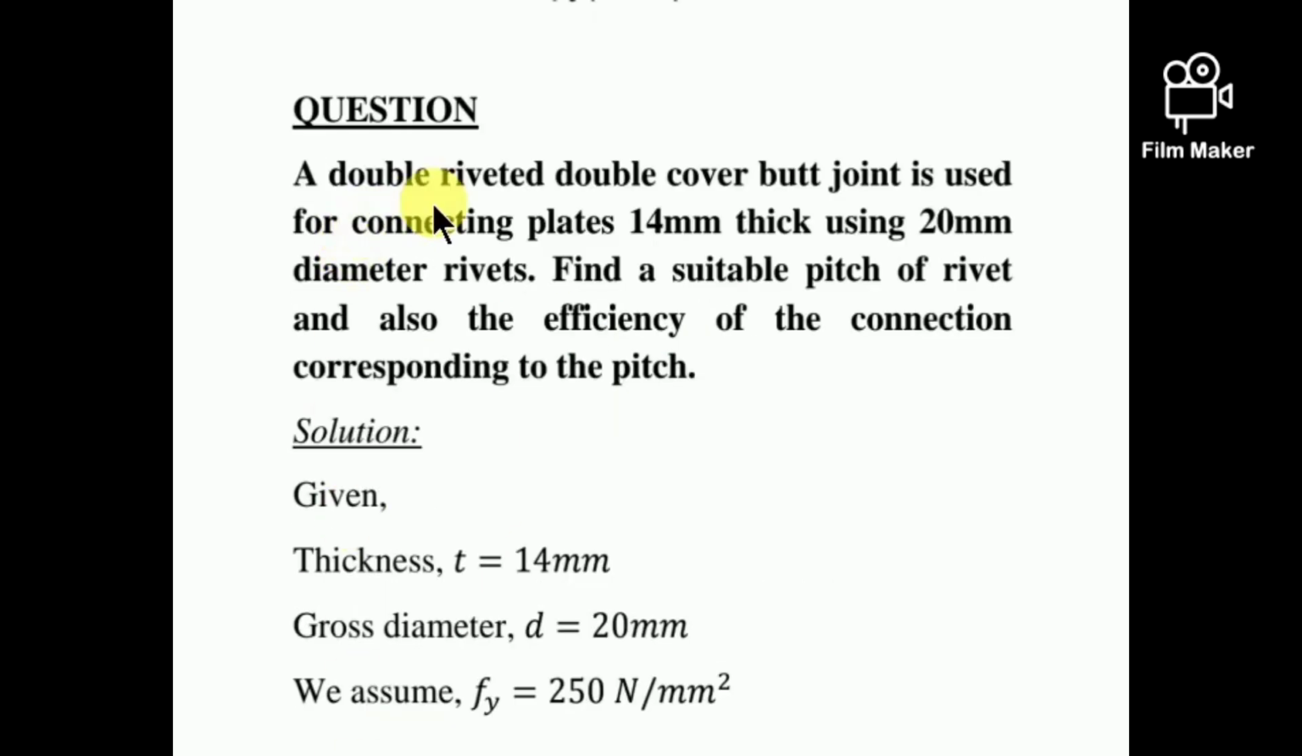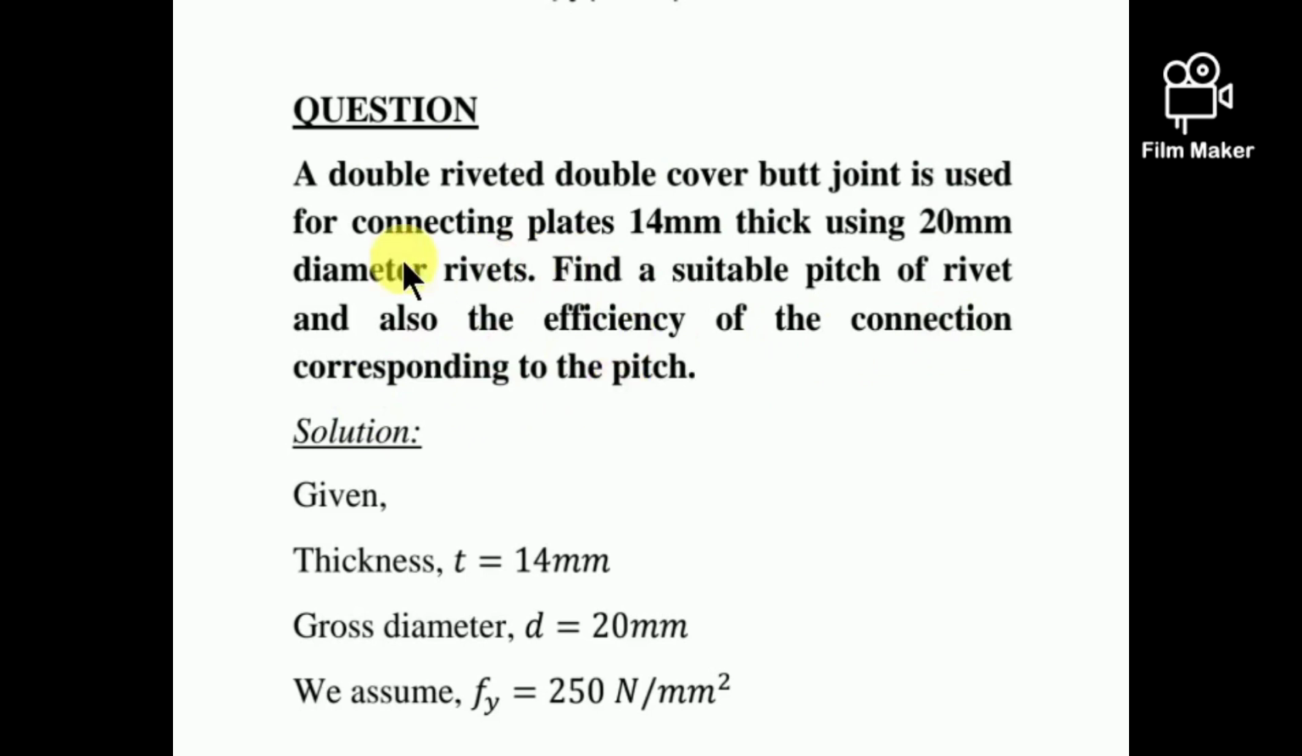Now let's see a question. This question most probably came in one of the question papers of a Polytechnic semester exam. A double riveted double cover butt joint is used for connecting plates 14 mm thick using 20 mm diameter rivets. Find a suitable pitch of rivet and also the efficiency of the connection corresponding to the pitch.